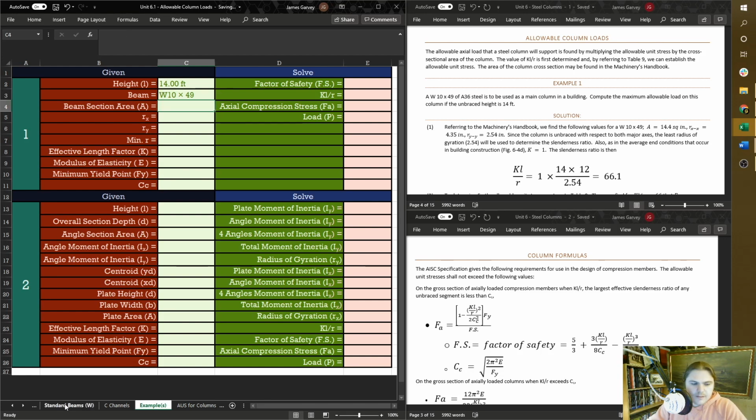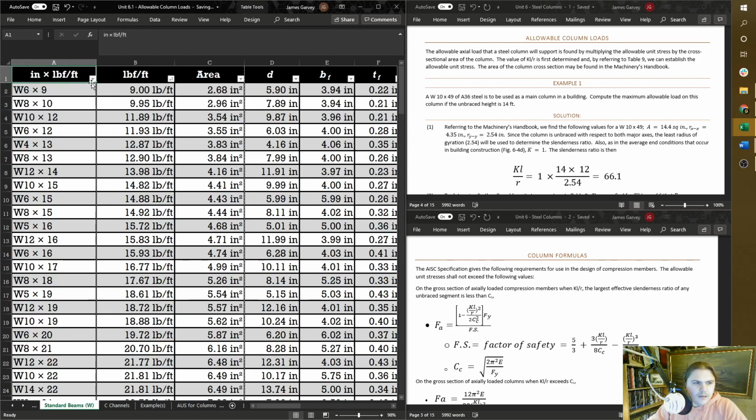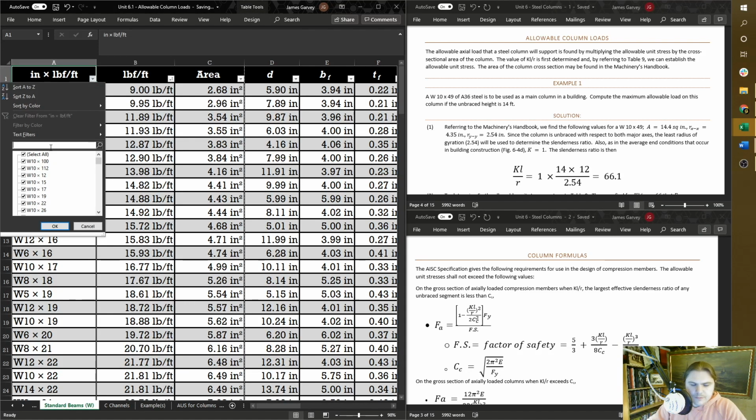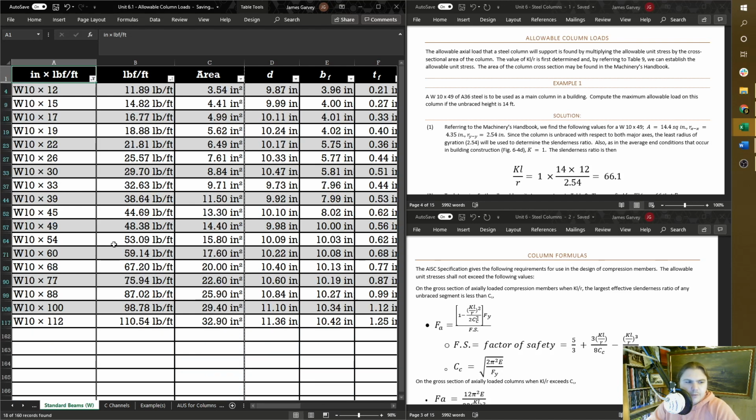I have standard beams W, and we'll just quick sort for W10s. The X in this list is some special character, so you can't just simply type an X and have it filter for that. So we're just going to do W10, and that should narrow it down plenty for what we're looking for. We know we have, here it is, it's a 57. Let's see if this works.